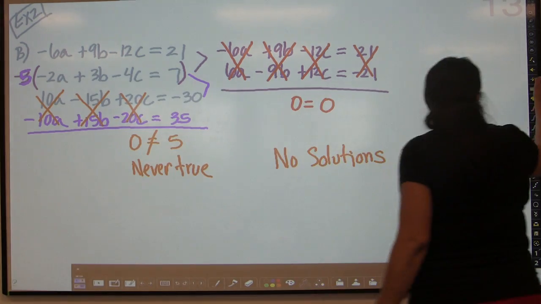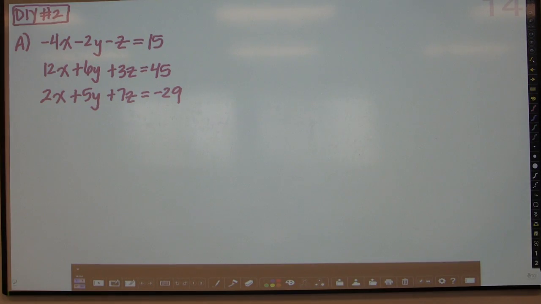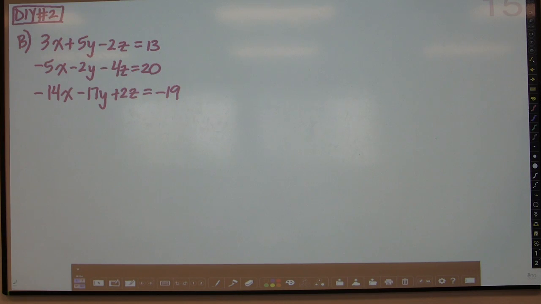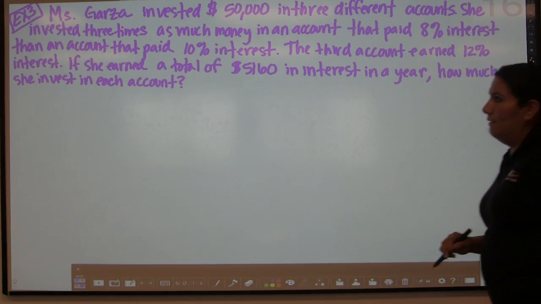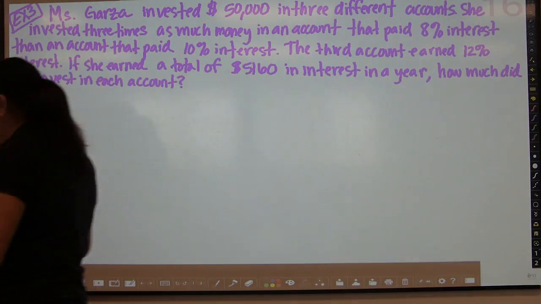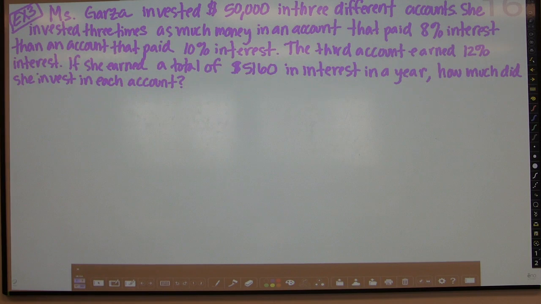So you are now going to try this little guy. There's part A, there's part B, and I'm going to do one last example, which is a word problem for you. I know you guys don't like those, so I want to do that for you. And so here we go.